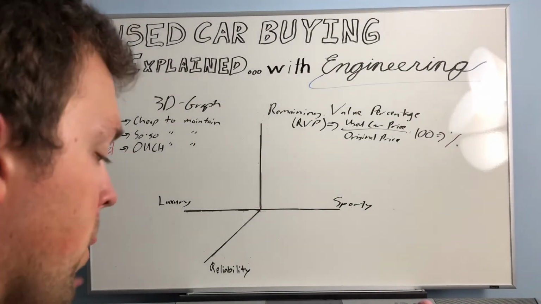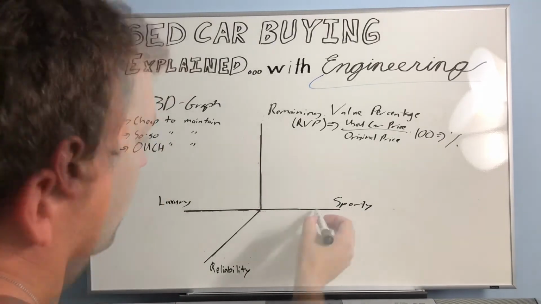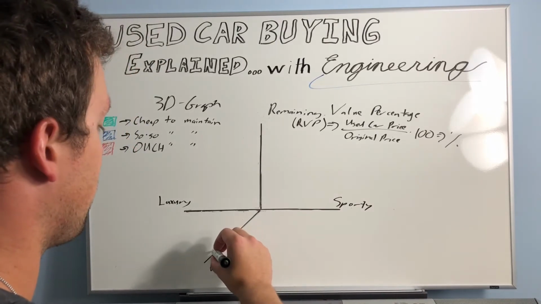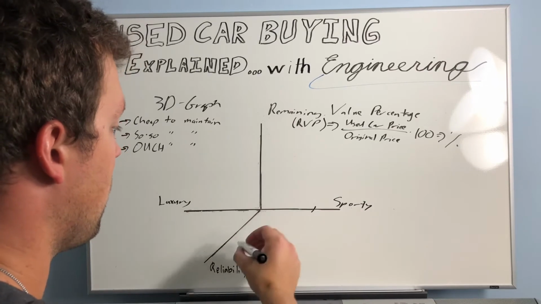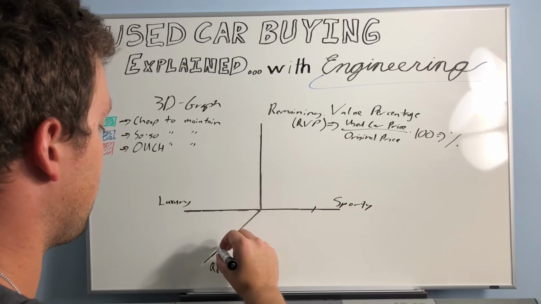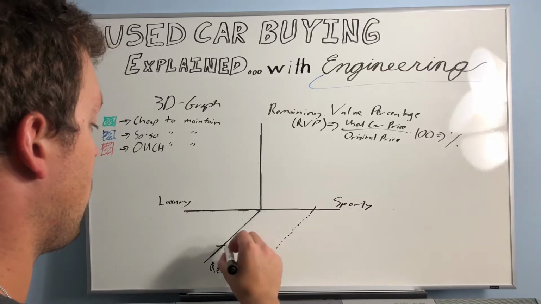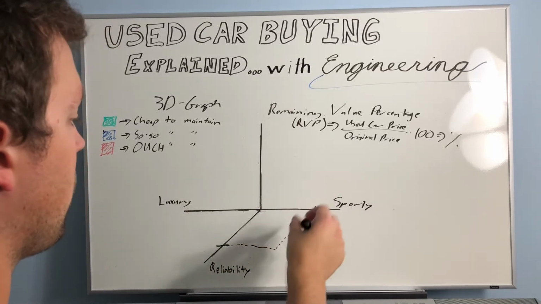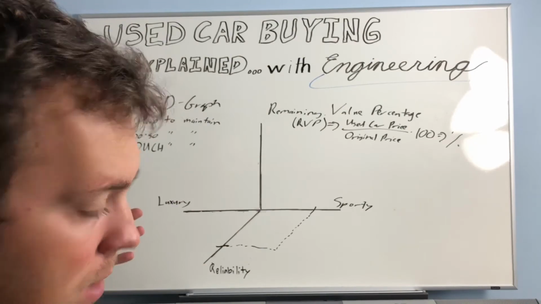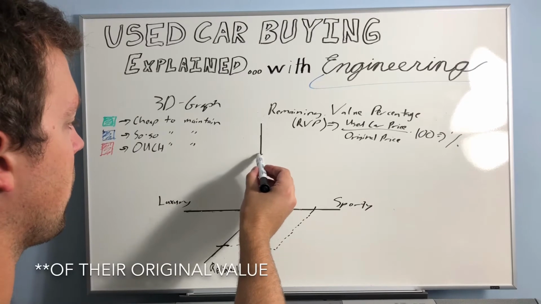Now let's say, for example, you are in the market for a Subaru BRZ. Let's call that a 7 out of 10 for sportiness. Also, it is a pretty reliable car, so we're about here for sporty, and for reliability we'll give it a 7.5, so we're here. And then RVP, they're pretty expensive on the used market. They're probably 60 to 75% of the original value. So let's say we're here.